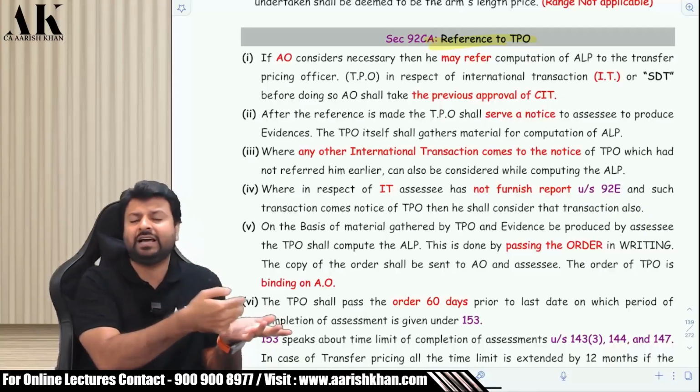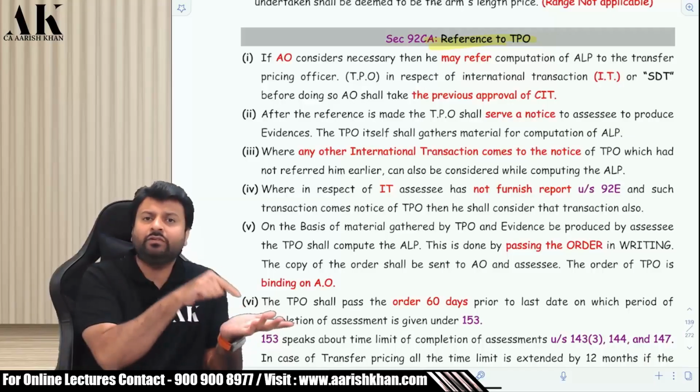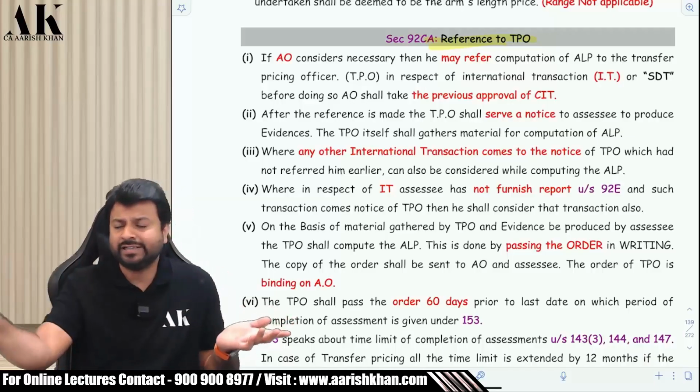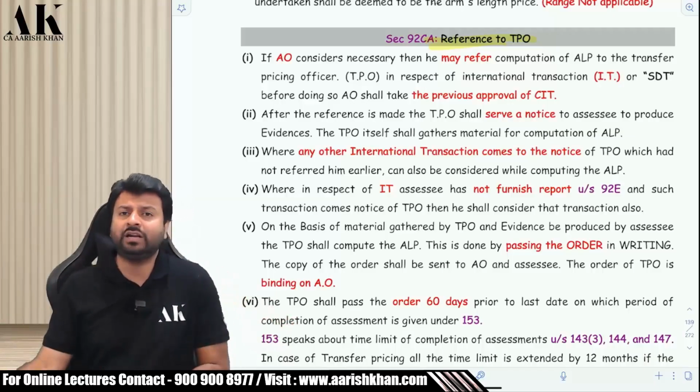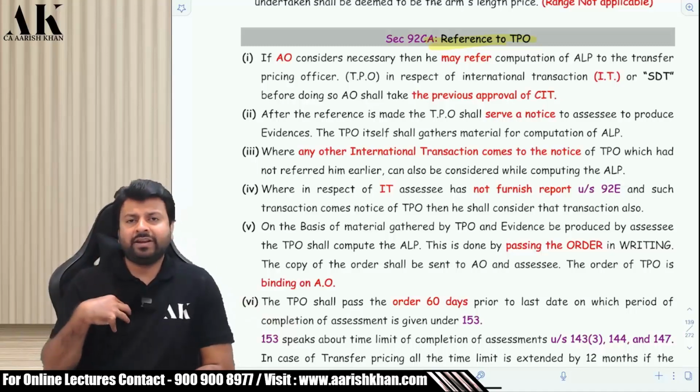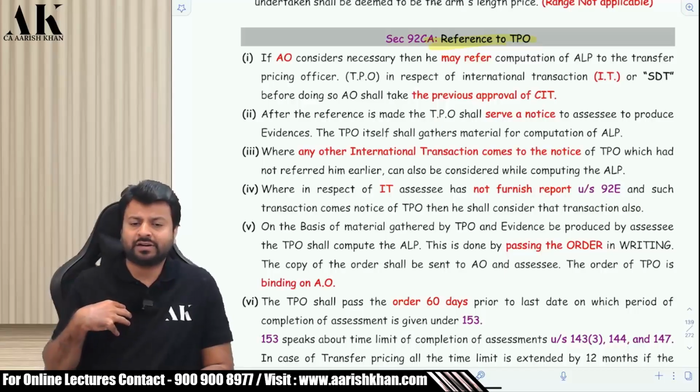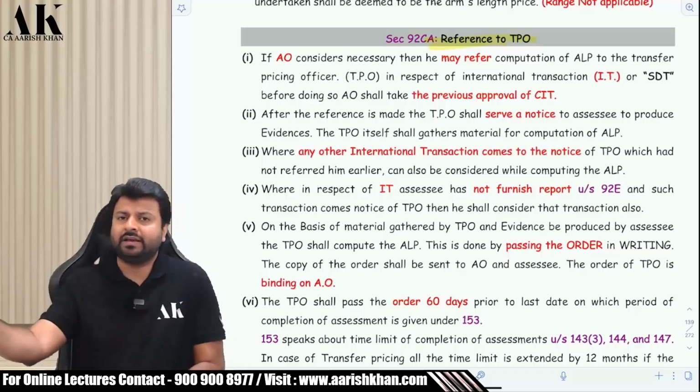to the assessee and ask how you have computed the arm's length price, and accordingly the transfer pricing officer will determine what? The arm's length price of the assessee. So I am an AO, I have an issue in determining the arm's length price of the international transaction and domestic transaction, so I can make a reference to the TPO.